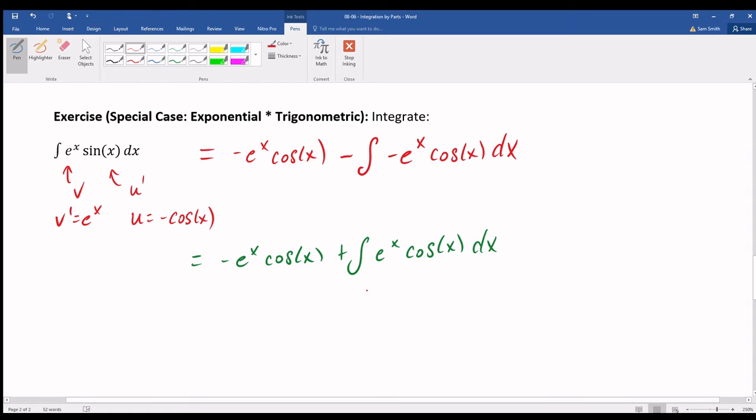So let's go ahead and call e to the x v again here in the second loop. Actually, let's make the second loop green. V, and let's call cosine of x u prime, so that in the second loop, v prime is equal to e to the x, and u is equal to sine of x.